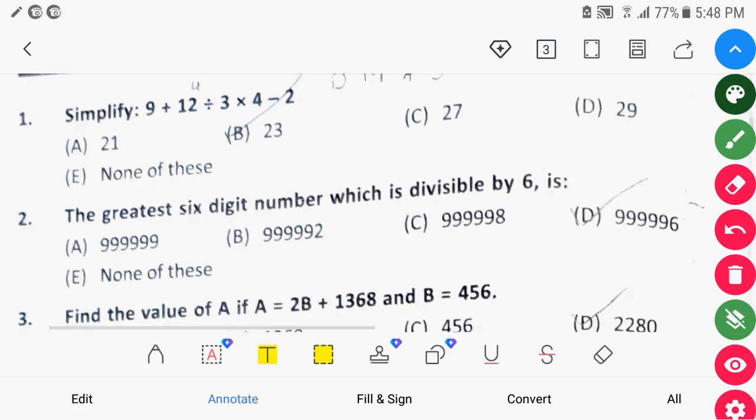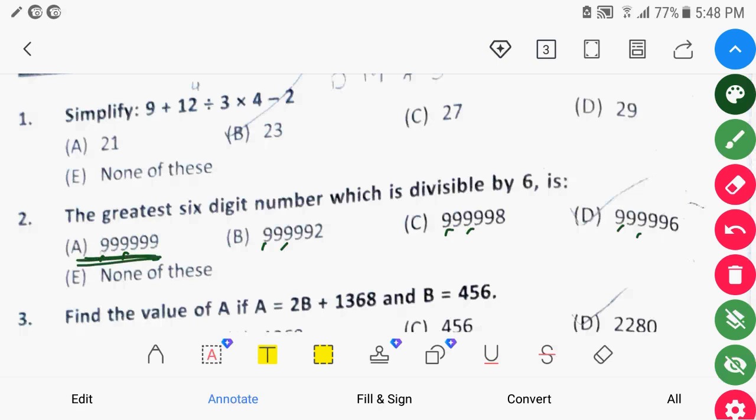Now the greatest 6-digit number which is divisible by 6 is, and the given options are 9,99,999, 9,99,992, 9,99,998 and 9,99,996. Now see, we know the divisibility test of 6, which is if the number is divisible by 2 and 3, then the number is divisible by 6.